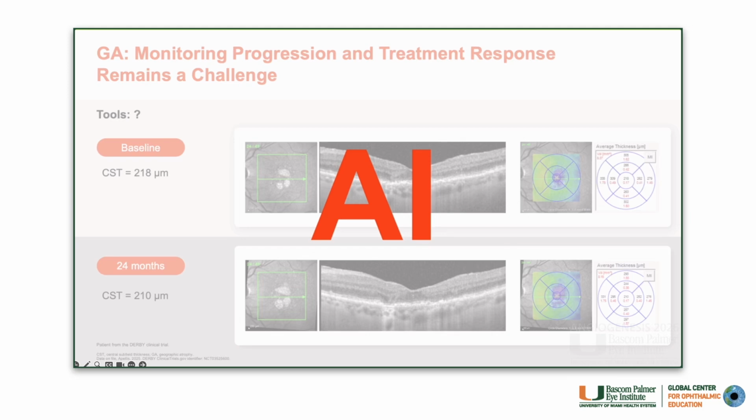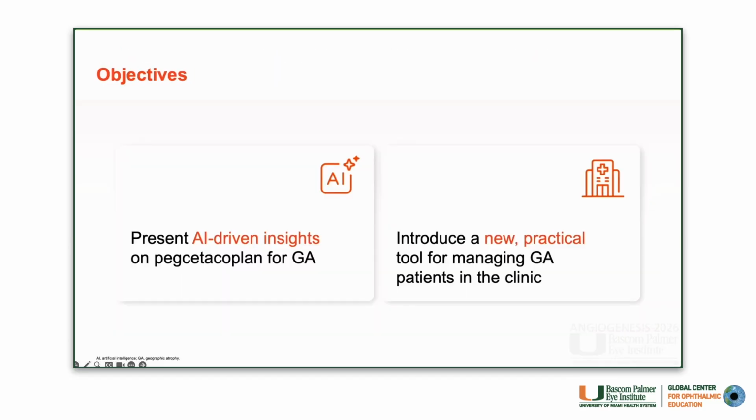The utility of AI to follow and treat patients with GA has been an area of focus in research, with a number of studies demonstrating its potential in the field of GA. For this presentation today, I have 2 objectives. First, I'm going to present AI-driven insights on pegcetacoplan for the treatment of geographic atrophy. Second, I'm going to introduce a new and practical tool for managing GA patients in the clinic.